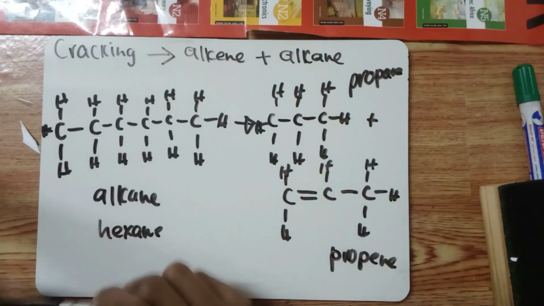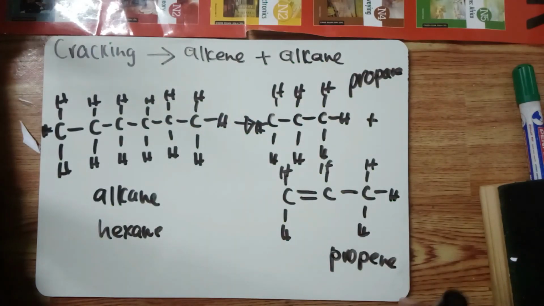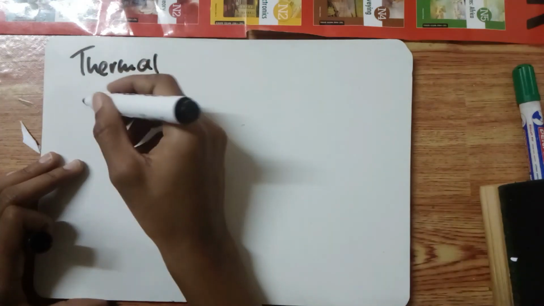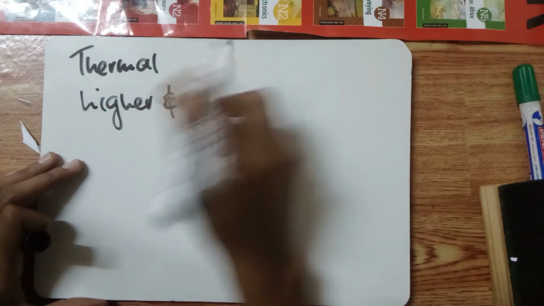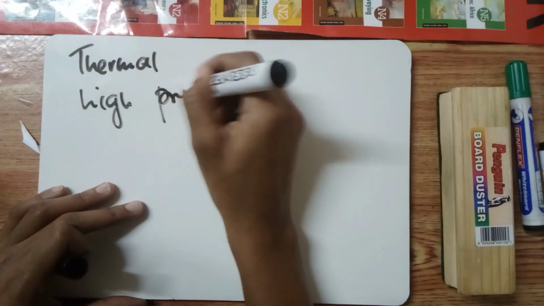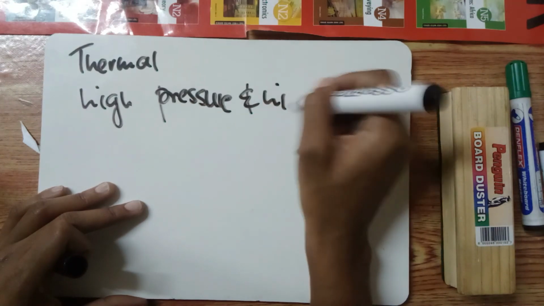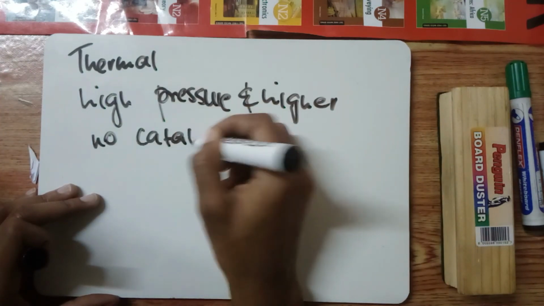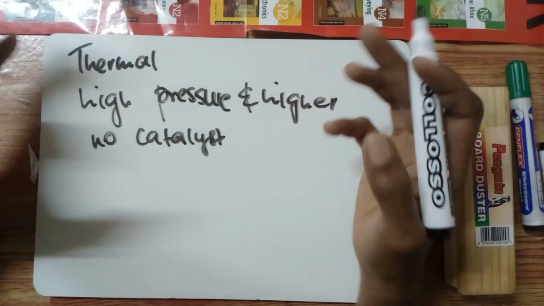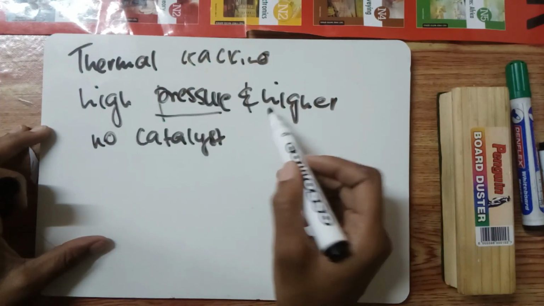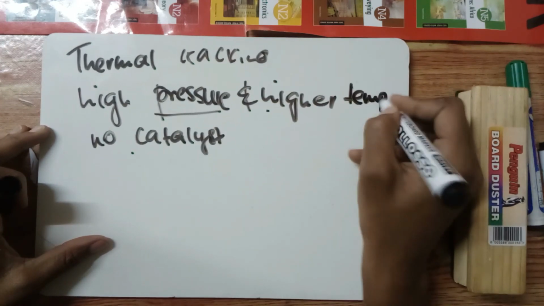And then I said that we're going to talk about how we differentiate between the two processes of cracking. There's thermal cracking and there's also catalytic cracking. For thermal cracking, what you require is very high pressure as well as high temperature to crack the long hydrocarbon. Here there is no catalyst used. So to break down that large hexane molecule, we might use thermal cracking, where we expose our molecule to very high pressures and high temperatures.